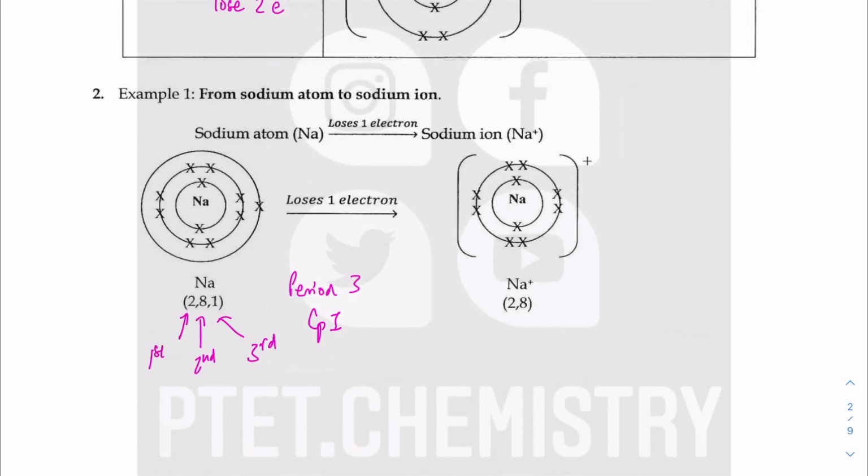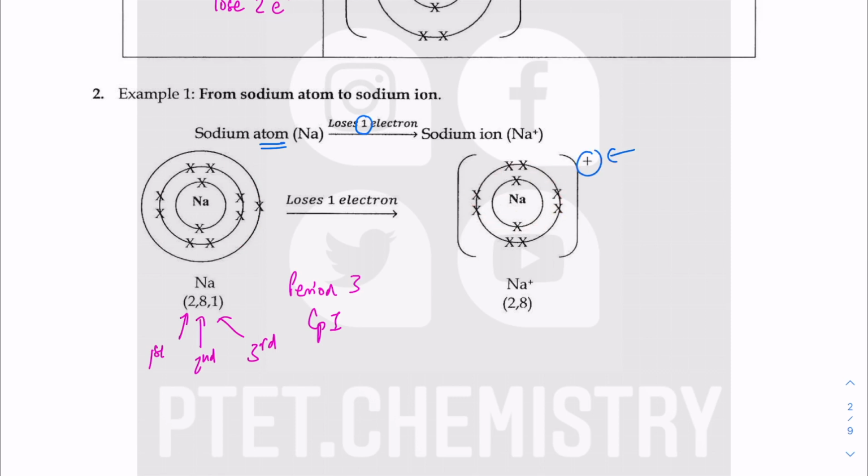Alright, so the sodium atom loses how many? Loses 1. Why only 1? Because you only have 1 electron in the outer shell. And once I lose this one, I will have a fully filled outer shell, but I will no longer have 3 shells. I will only have 2 shells because the electron in the third shell is gone. So that means the third shell is now empty, and if the third shell is empty, you only have 2 shells that are filled with electrons.